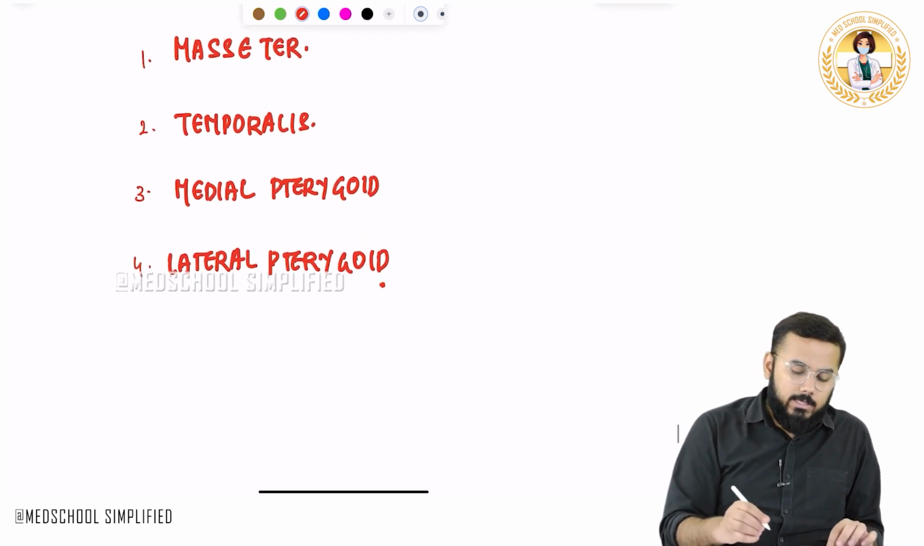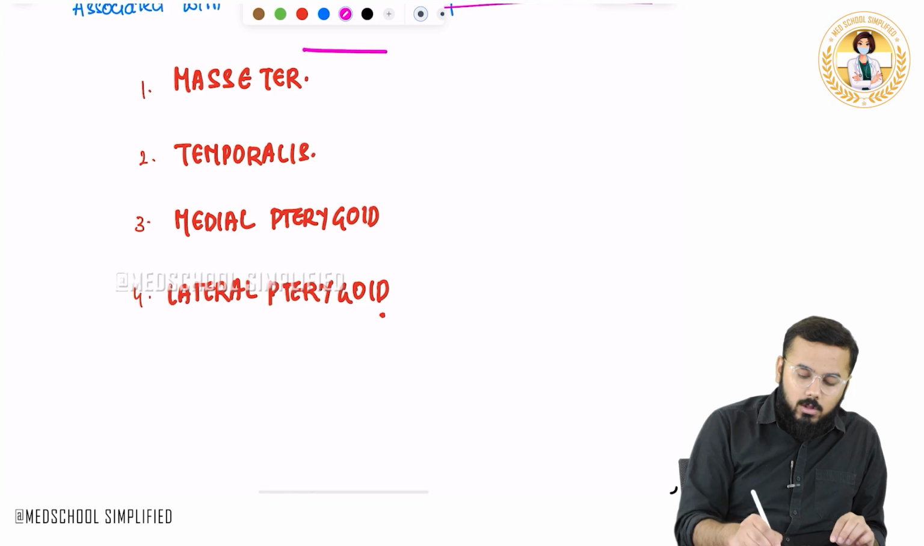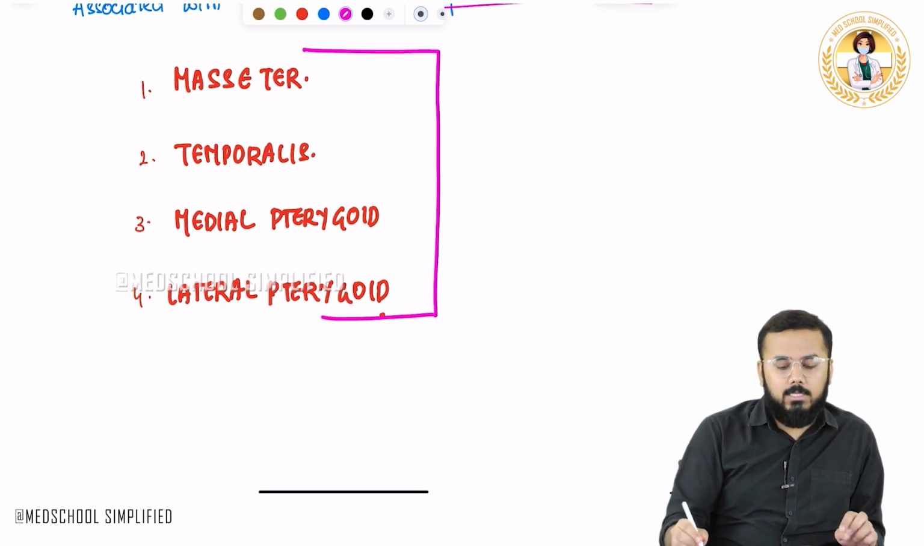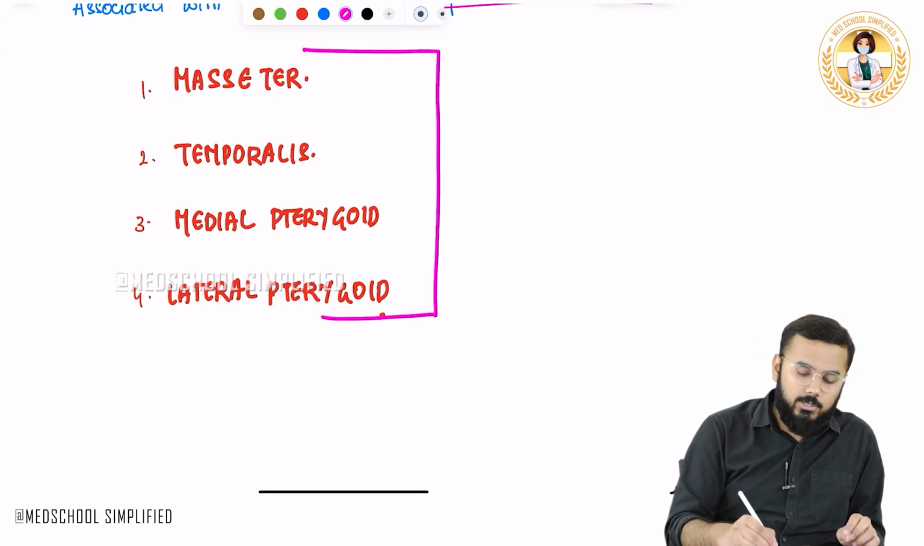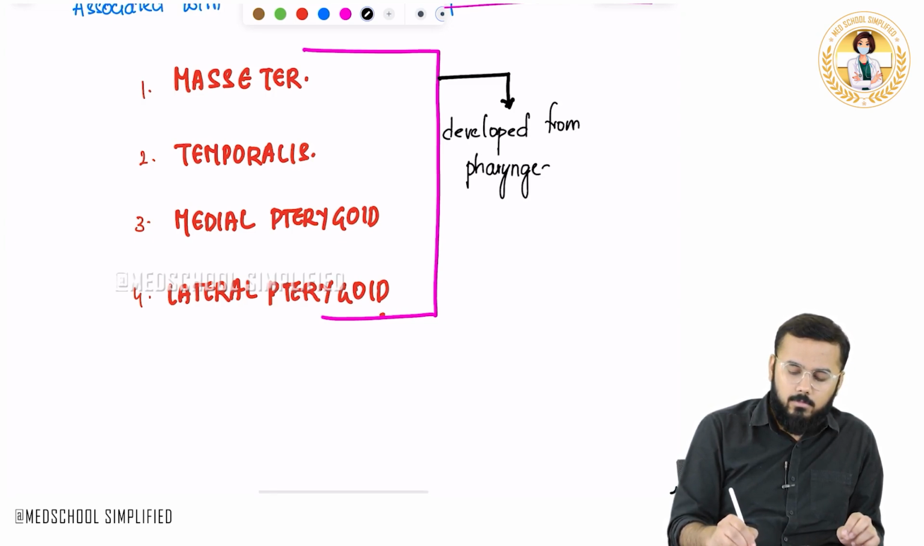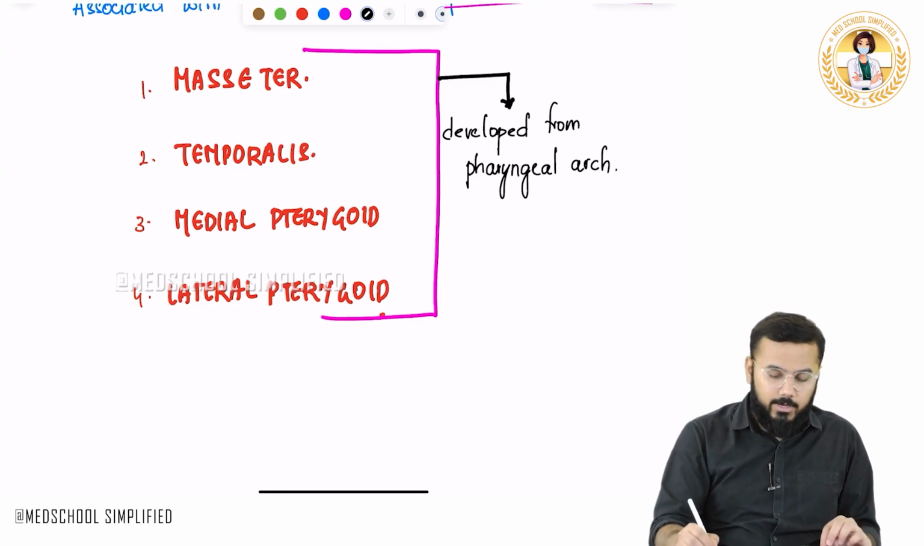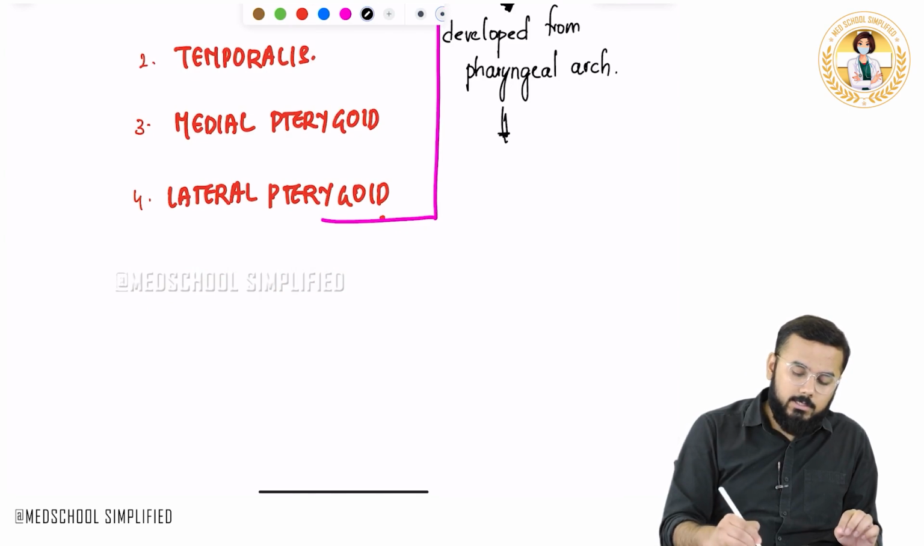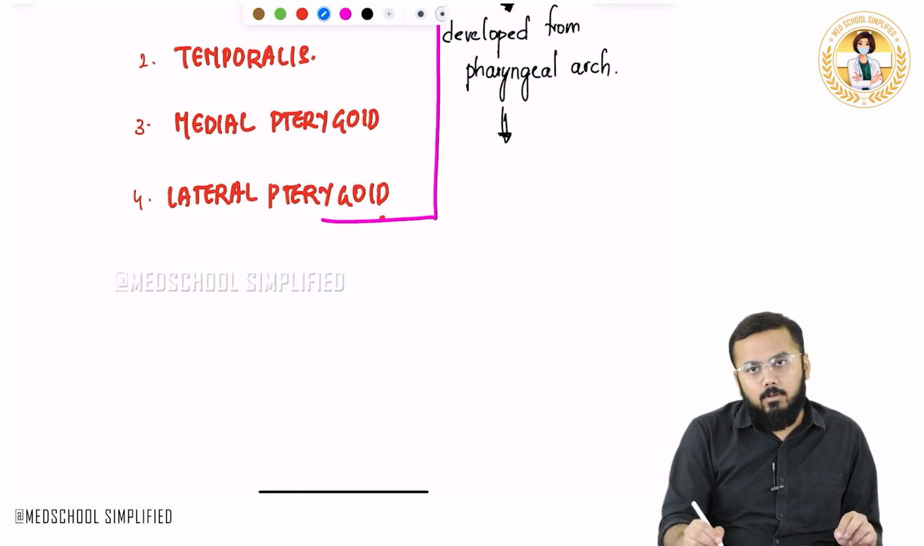Now the important thing is, from where are all these muscles developed? All these muscles are developed from your pharyngeal arch.